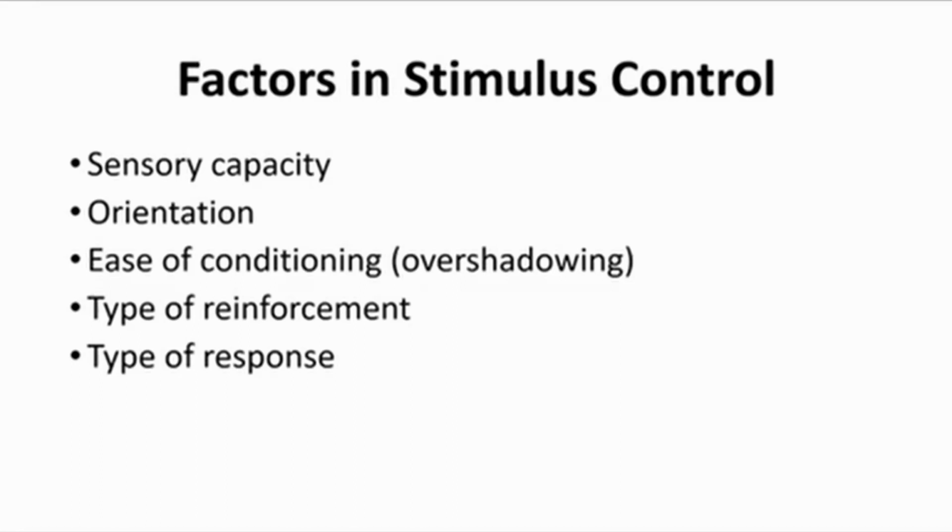In our last lecture, we started talking about some of the factors that we should be considering when looking at stimulus control. And so we talked about sensory capacity and orientation, meaning that we were looking at whether the species that we were using in our experiment is physically capable of perceiving whatever it is that we're showing them, or getting them to listen to, or whatever it is. And then also for orientation, that they're actually facing in the correct direction so that they can actually see the stimuli that they're being presented with.